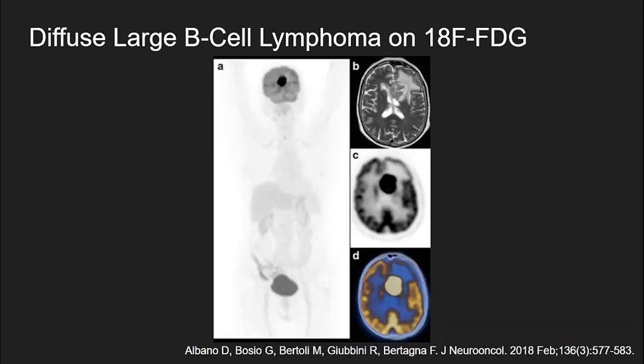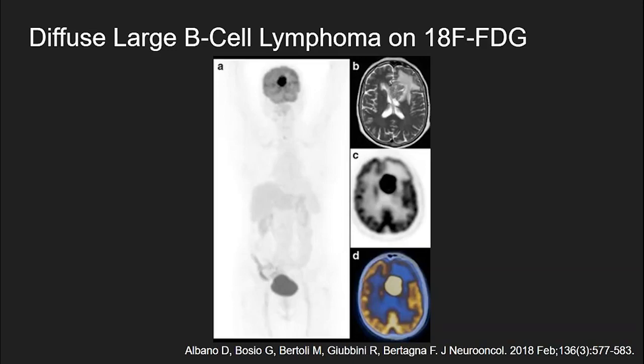This is another example, in this case using 18F FDG, and what you can see is that in this case with high-grade diffuse large B-cell lymphoma, it is much more intense in terms of its FDG uptake in comparison with the background brain uptake. So for these high-grade lymphomas, you can often see and utilize FDG scans to image these tumors.